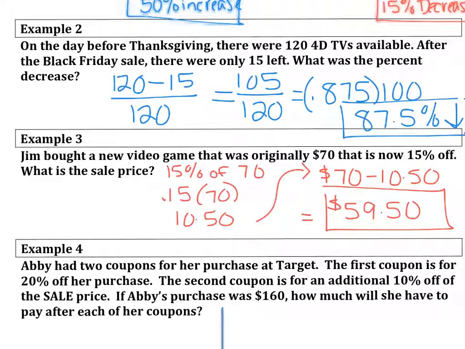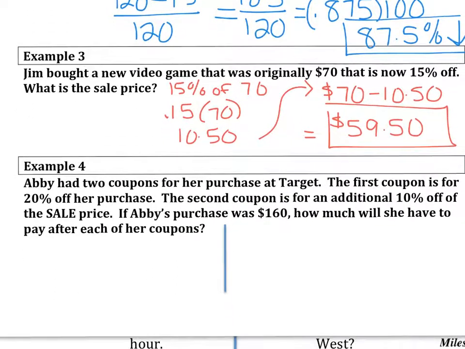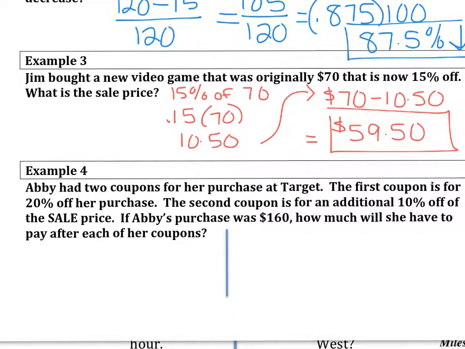Okay, in this next one we have a multi-step problem here. And if you'll notice, it says Abby had 2 coupons for her purchase at Target. The first coupon was for 20% off. The second coupon is for an additional 10% off the sale price. If Abby's purchase was $160, how much will she have to pay after each of her coupons?